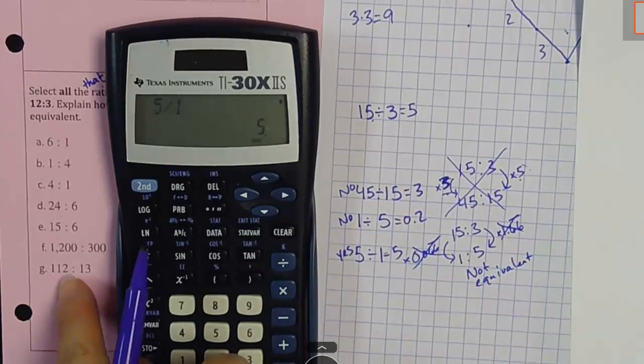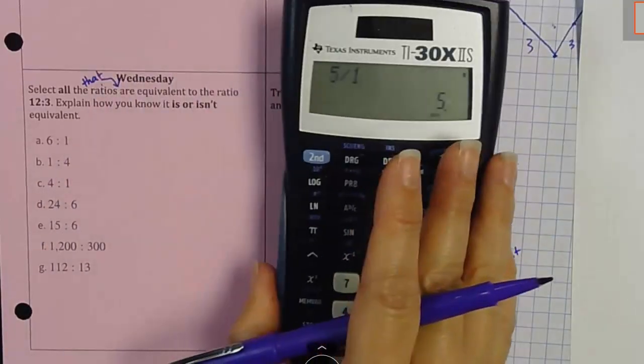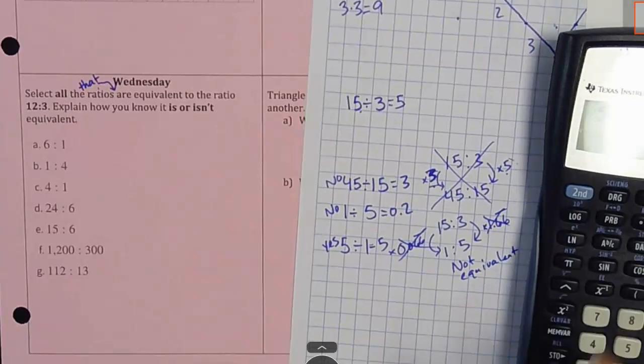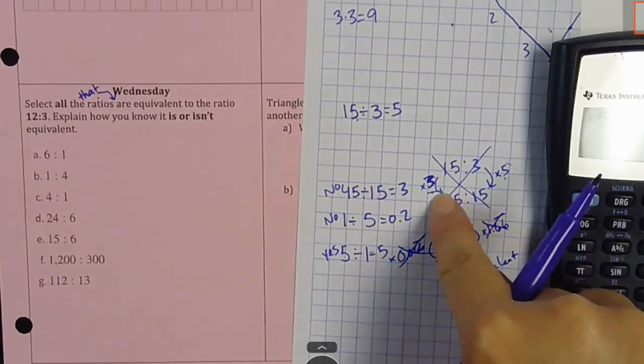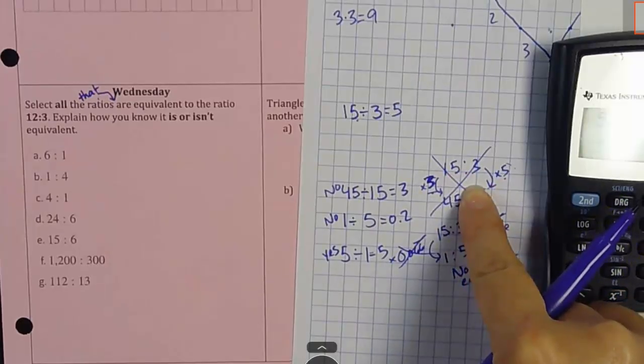So on here to show my work, I'd have to show what they equaled, write the division, and then I'd need to explain on here, circle the ones that it's a yes and the one that's a no. Okay? So you can look for the number you would multiply by. If it's the same, it's an equivalent ratio.